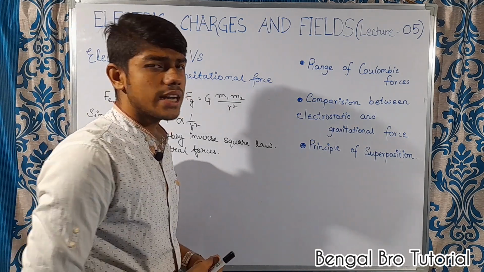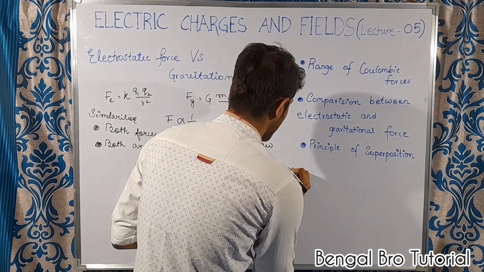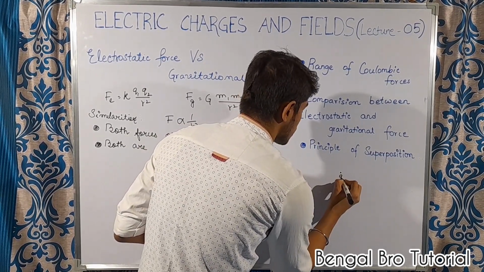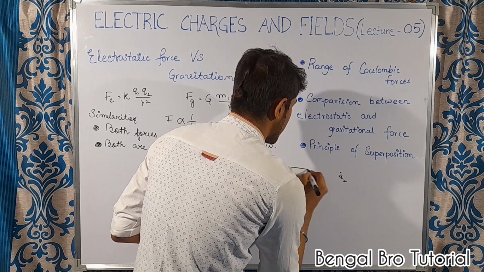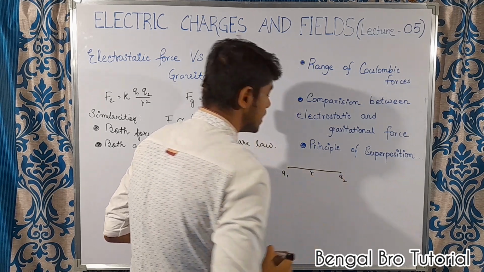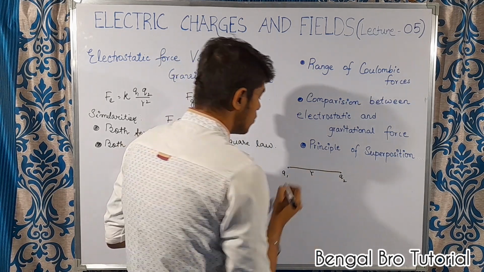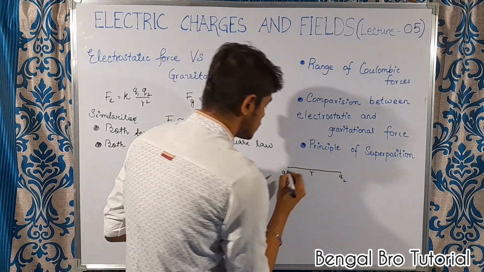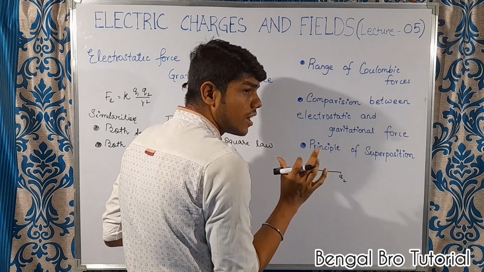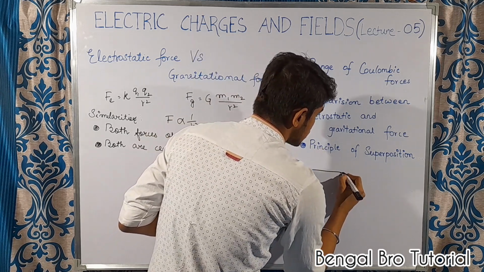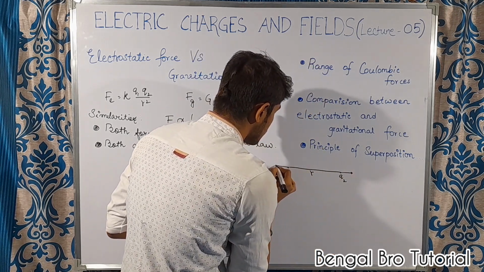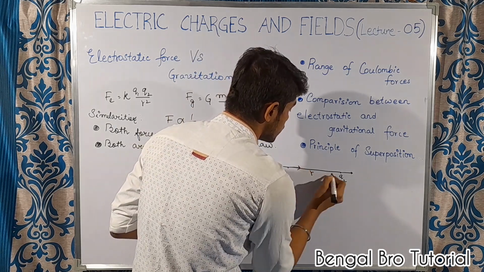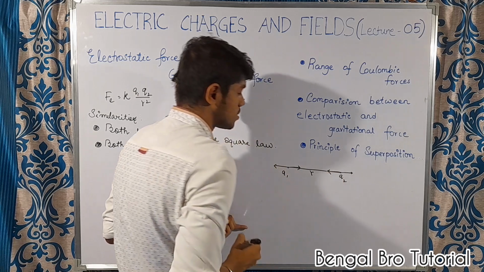In case of electrostatic force, if we consider 2 point charges, say Q1 and Q2, separated by a distance r, then the electrostatic force between them will act along this line which is joining their centers, and if they are like charges, then the direction of force will be away from the two charges, and if they are unlike charges, then the direction of force will be towards the two charges.